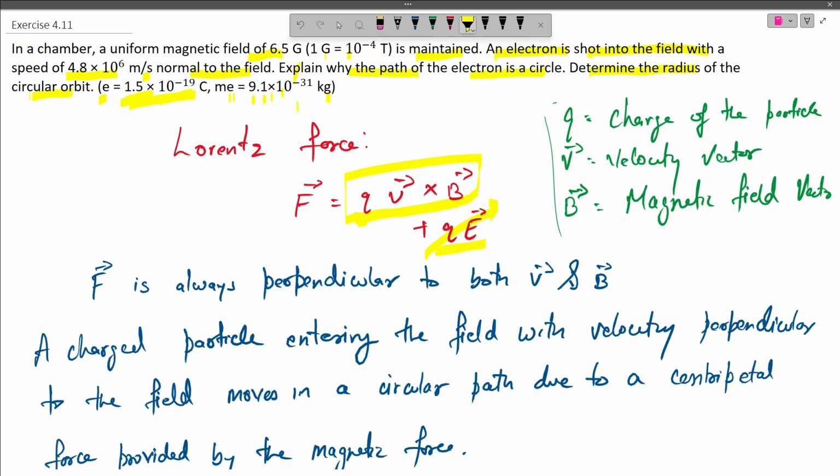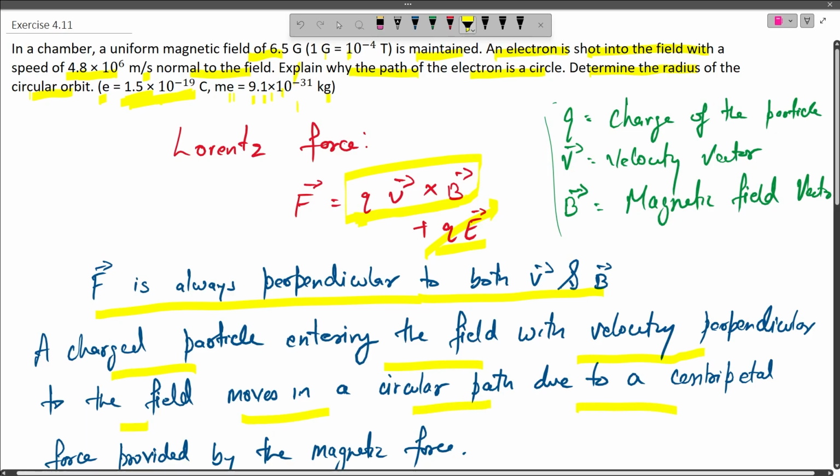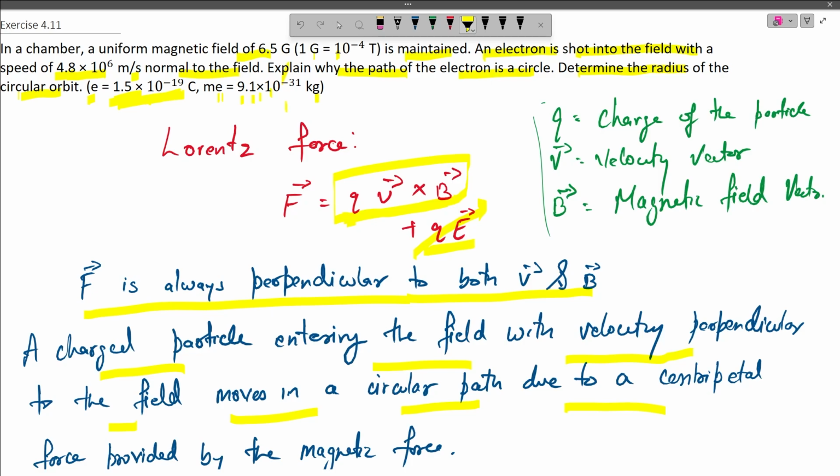This force is perpendicular to both velocity and the magnetic field. A charged particle entering the field with a velocity perpendicular to the field moves in a circular path due to the centripetal force provided by the magnetic force. Since this force is perpendicular to the initial velocity, this force will act as a centripetal force. That will enable the particle to move in a circular path.